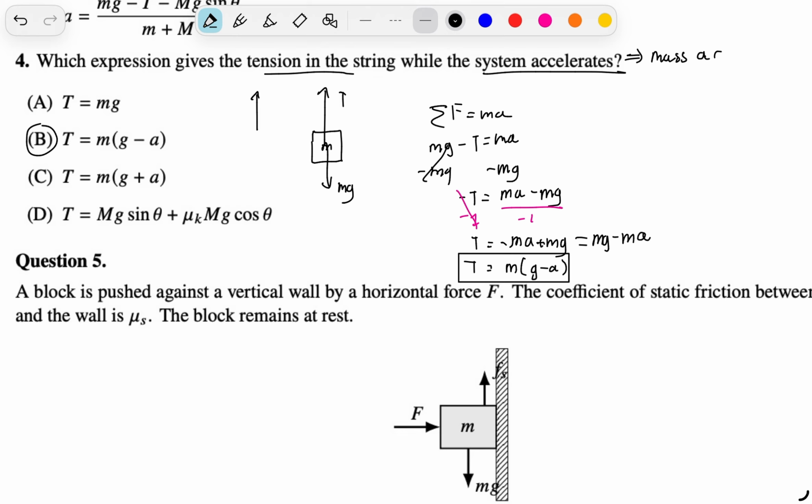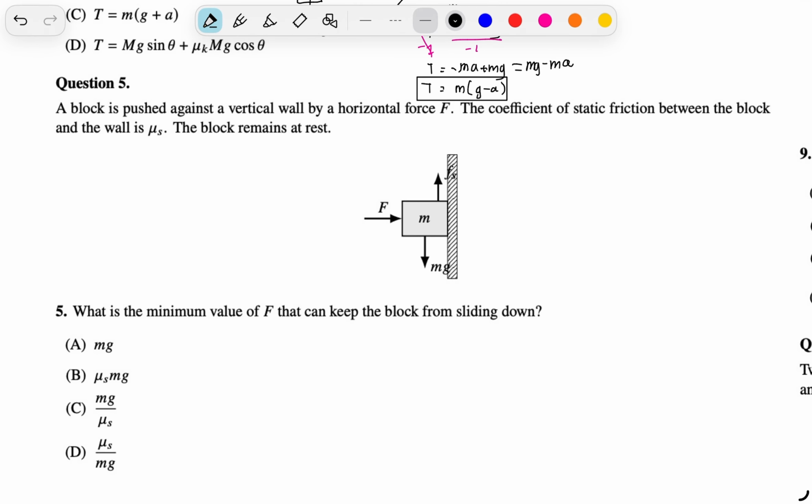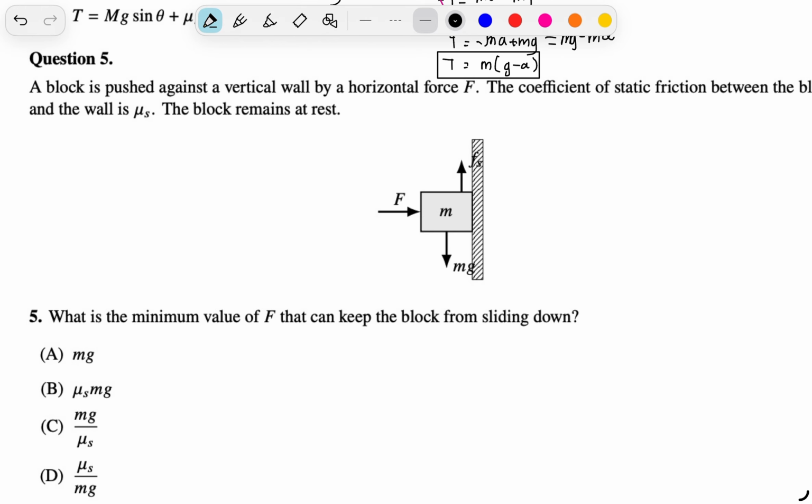Mass accelerates down, your F net is in the downward direction. Therefore, the weight has to be greater than our tension as well. And we have a block that's pushed against a vertical wall by a horizontal force F. The coefficient of static friction between the block and the wall is mu s, and the block remains at rest. What is the minimum value of F that can keep the block from sliding downwards?